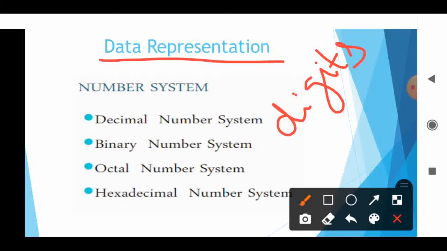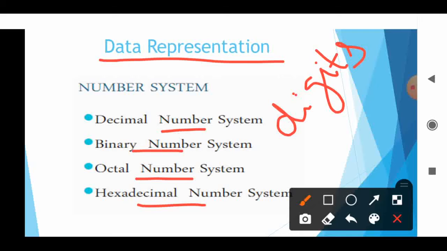The most common number systems are the decimal number system, binary number system, octal number system, and hexadecimal number system. What is meant by the decimal number system? The decimal number system is also called the base 10 system. We will see the number systems one by one with examples, then you can understand clearly. Decimal is a base 10 value, binary is a base 2 value, octal is a base 8 value, hexadecimal is base 16.